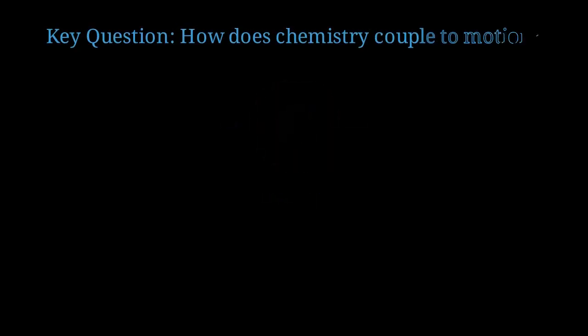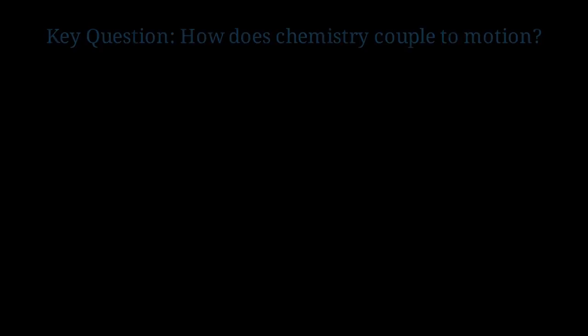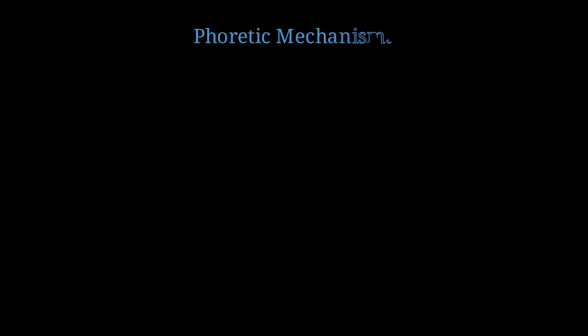Now we arrive at a fundamental question. How exactly does a chemical reaction on the surface couple to mechanical motion of the entire particle? This is the heart of understanding catalytic nanomotors. The answer lies in phoretic mechanisms. Phoresis refers to the motion of particles driven by gradients. There are several types, and understanding them is crucial.